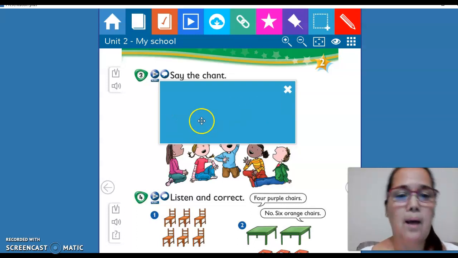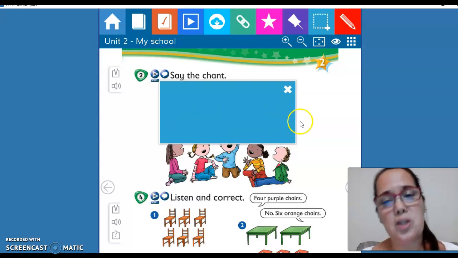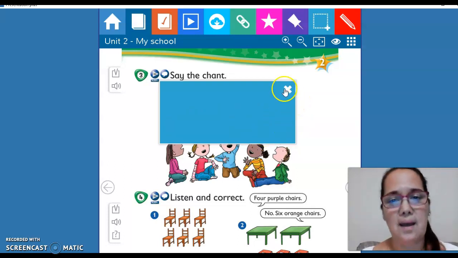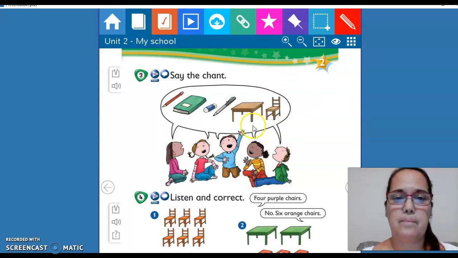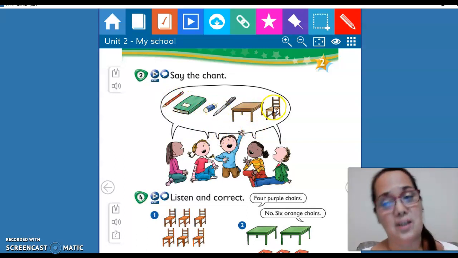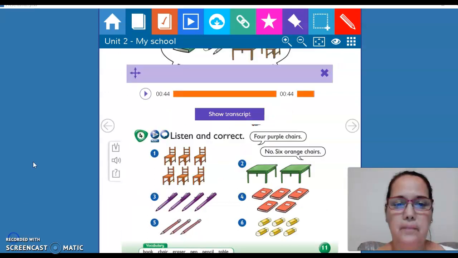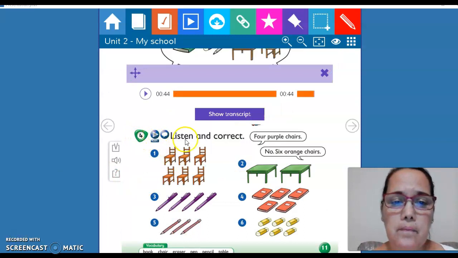A pencil, a book, an eraser, a pen, a table, a chair. Say it again. Excellent. Okay, now let's go to the next activity.